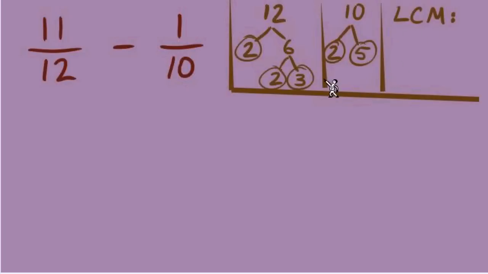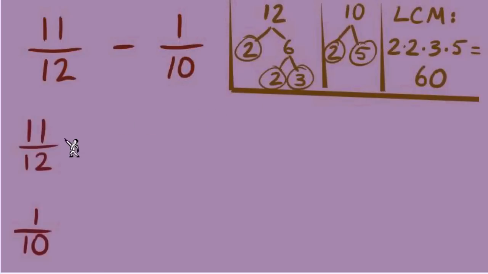Where do we see the most 2's? Right here, we've got 2 of them. Where do we see the most 3's? There's 1. And here's where we see the most 5's. We see 1. And those all multiplied together give us our LCM, 60. Okay, part 1 is done.